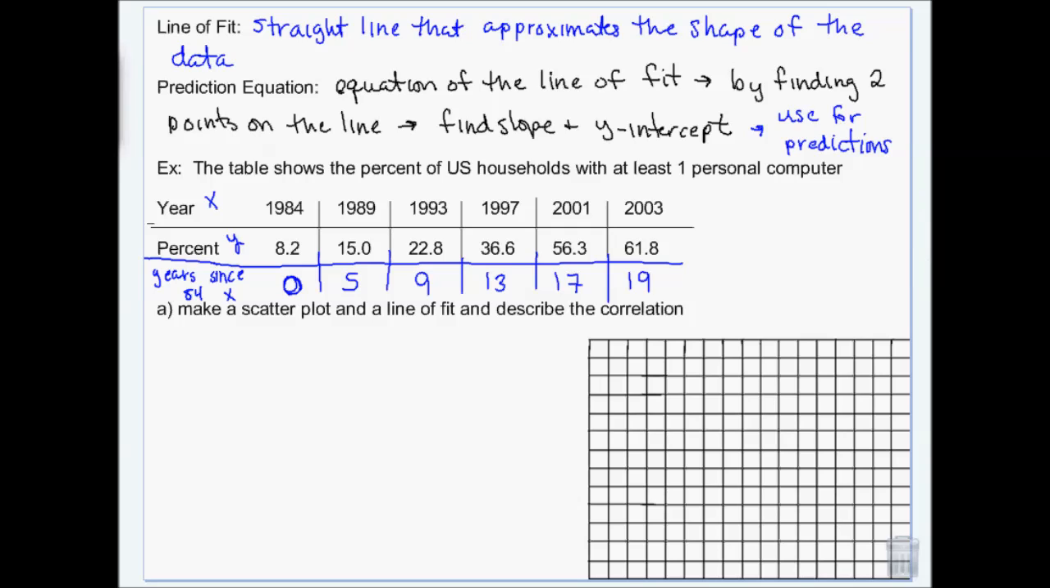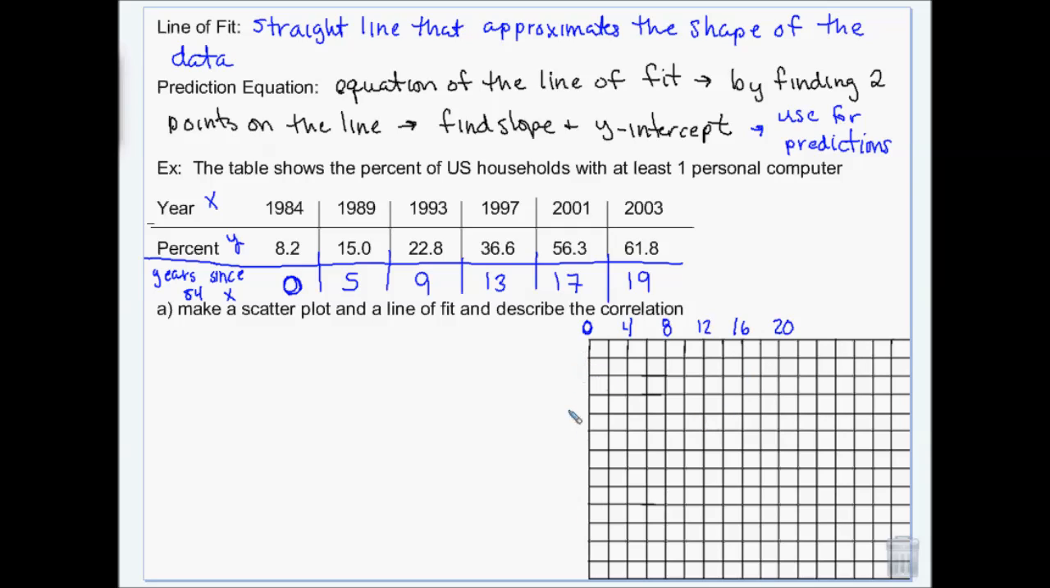All right, so we're going to take this years since 1984 and plot that on our x-axis, and I'm going to put that up top because there's not room down here. So we have 0 years, so we need to go up to 19. So I've got 1, 2, 3, 10, 11, 12, 13, 14, 15, 16. So I can't quite do it, I'll do by 2s. So this would be 4, 8, 10, 12, 14, 16, 18, 20.